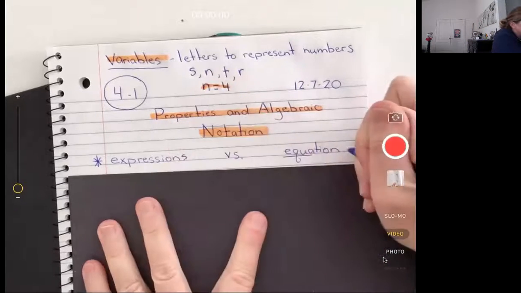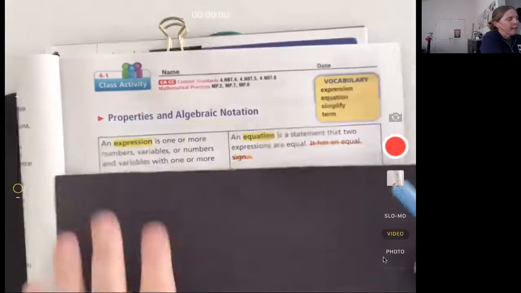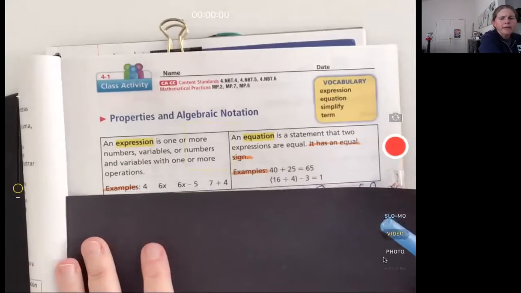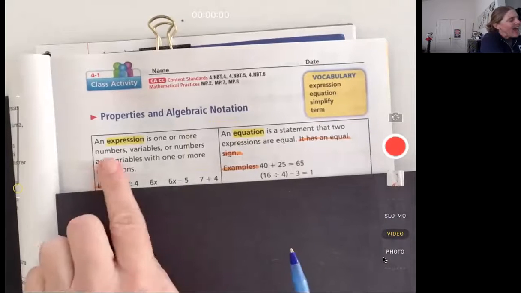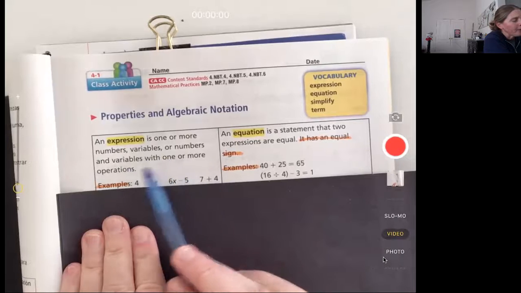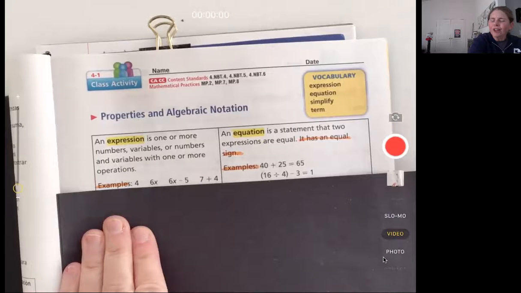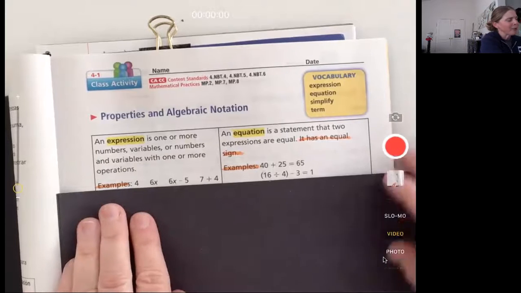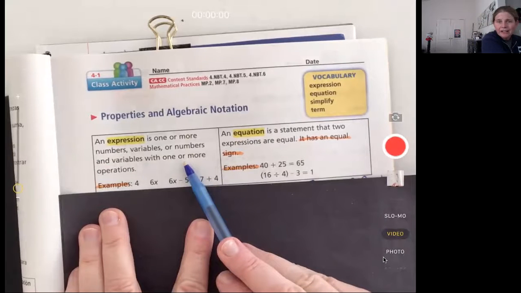I'm going to add an S. And for that example, I'm going to get our math workbook, and I'm going to share this for a minute because I thought it was a good representation. It had the definitions in here already, okay? An expression is one or more numbers, variables, or numbers and variables with one or more operations. That's a lot of words in there. Here are some examples.